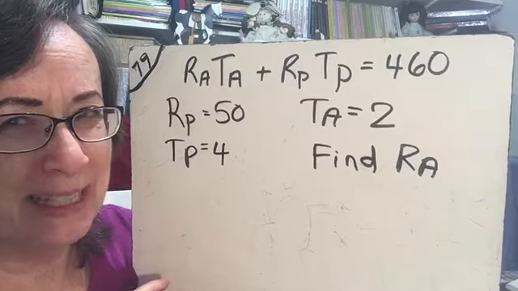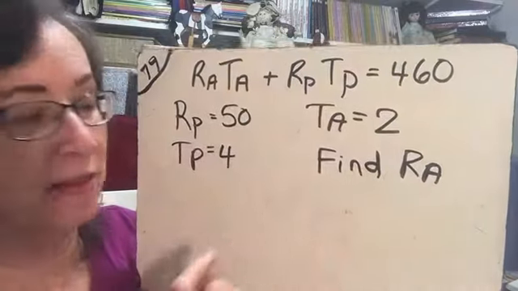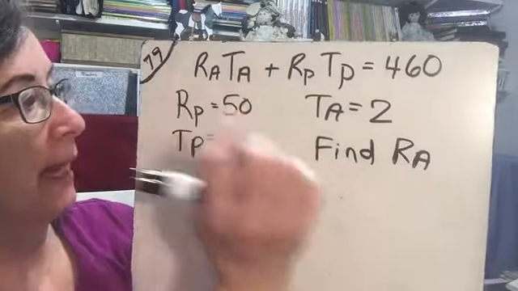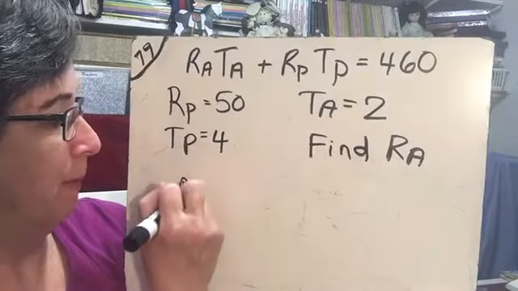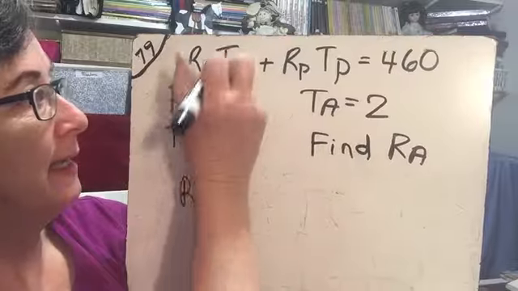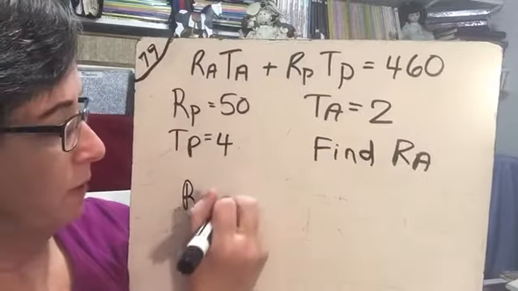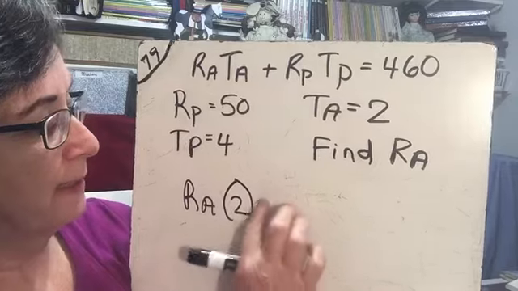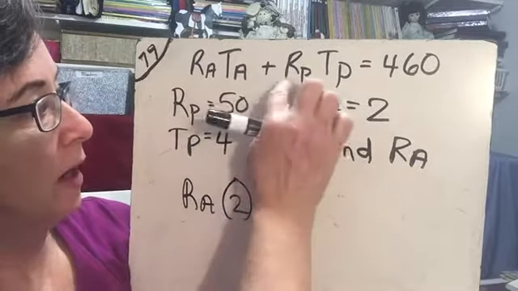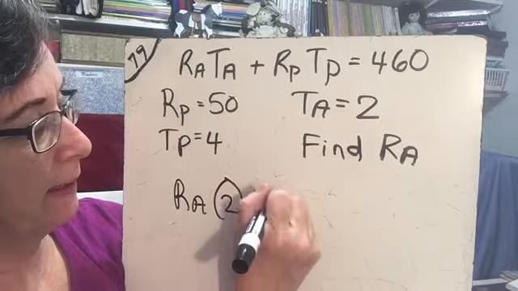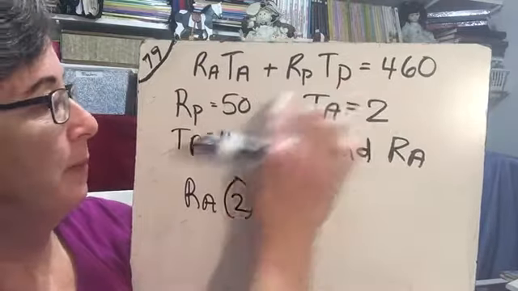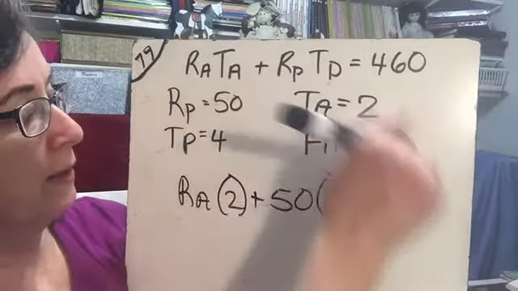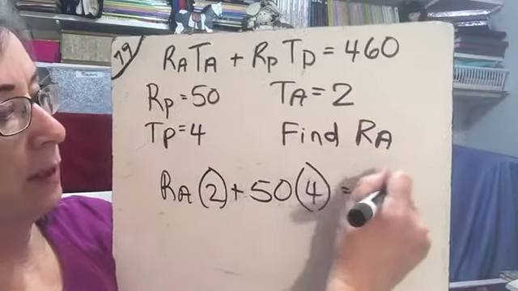So this is pretty simple, right? They give you 3 of the things and you have to find the 4th one. Okay, so R sub a is what we're trying to find. So we'll keep R sub a there. T sub a is 2, plus R sub p is 50, T sub p is 4. We're multiplying those, equals 460.